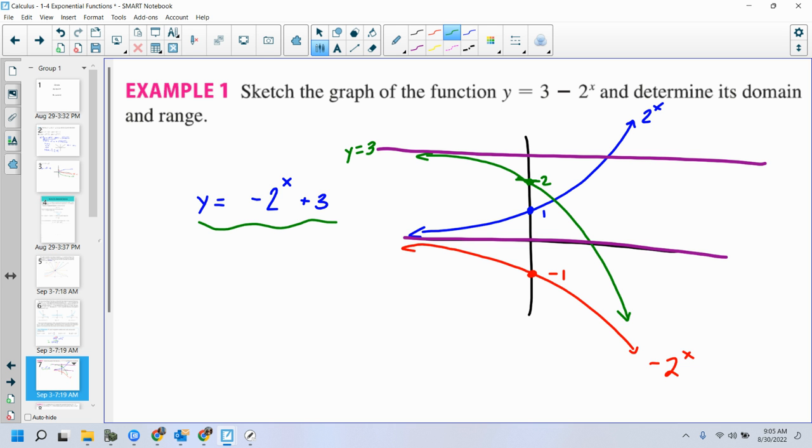Why do I point that out? Because it's important to point it out for my range. Now my domain is going to be all real numbers, but my range, I only want points below 3. So from negative infinity to 3. Do not put a bracket around 3. It's never going to reach 3. All points below 3.